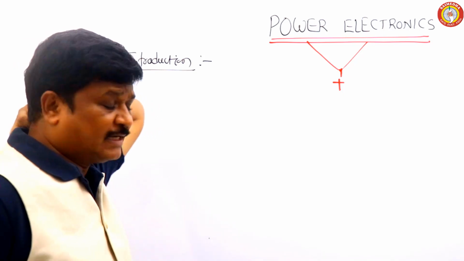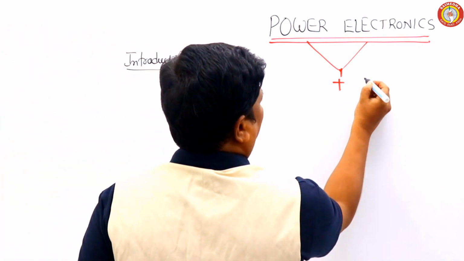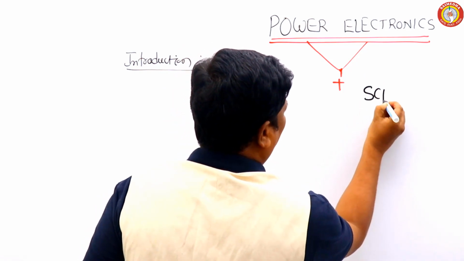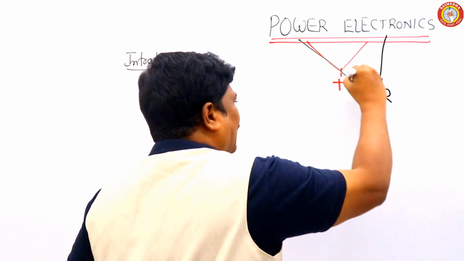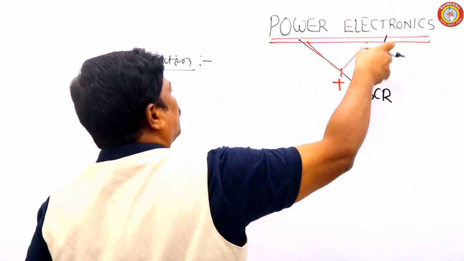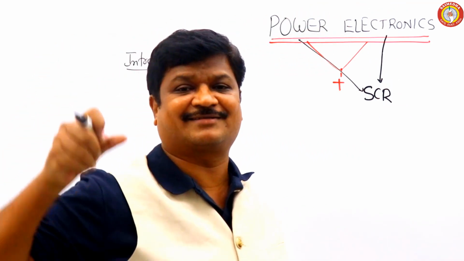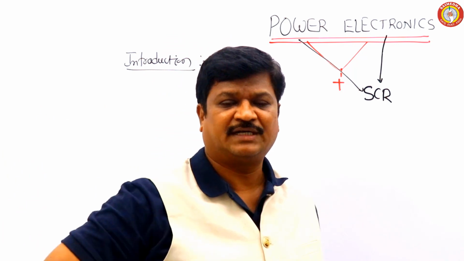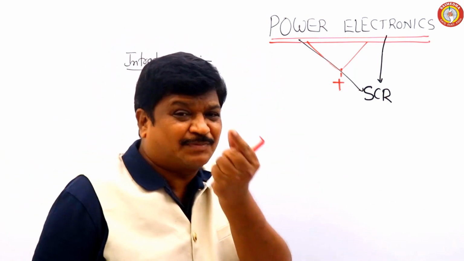That's why it is called power electronics. You see here, we have SCR, silicon controlled rectifier. It is an electronic device used for high power application. Like this, many devices are there. Electronic circuits are used for high power applications. That's why it is called power electronics.